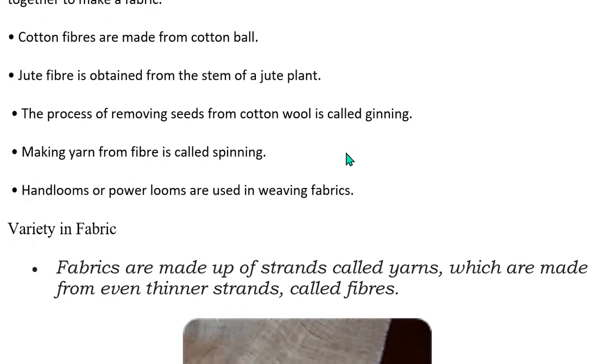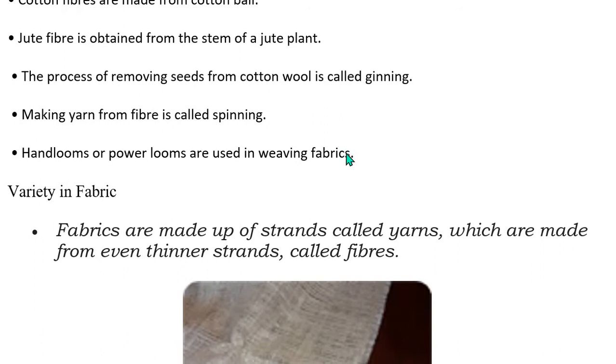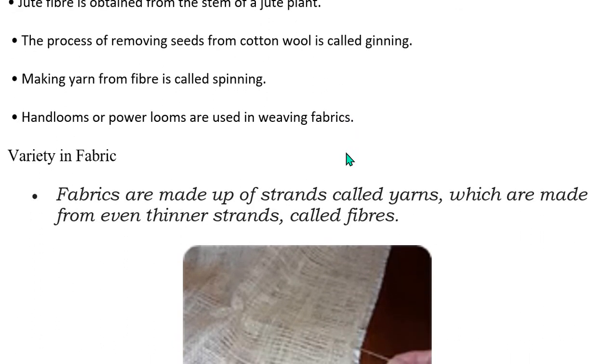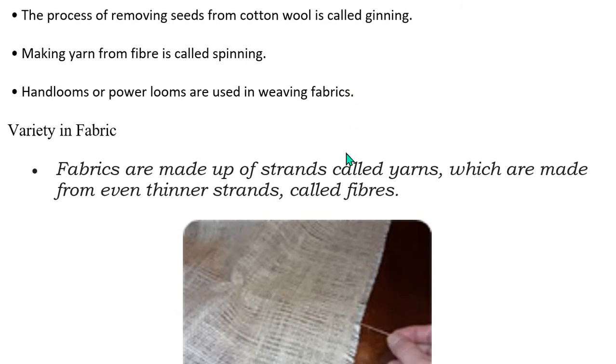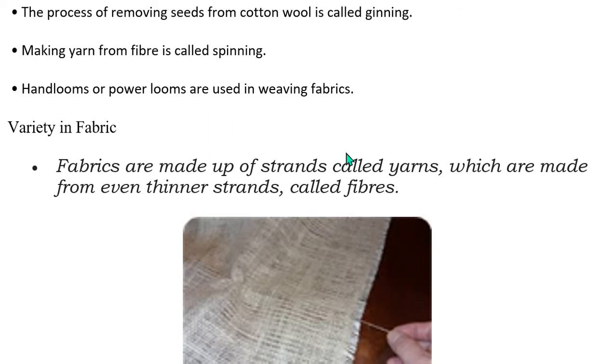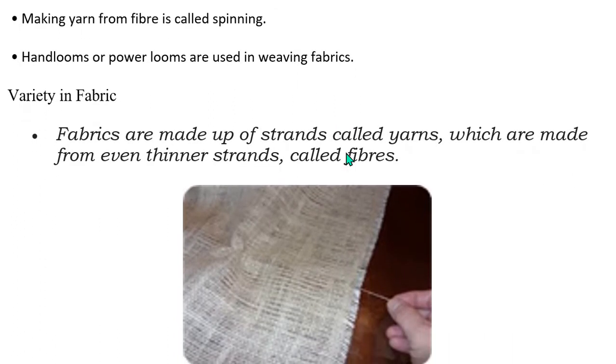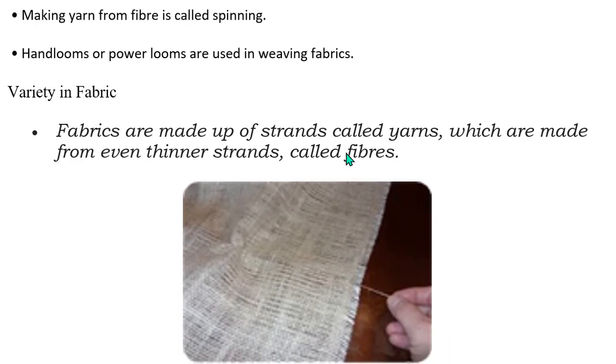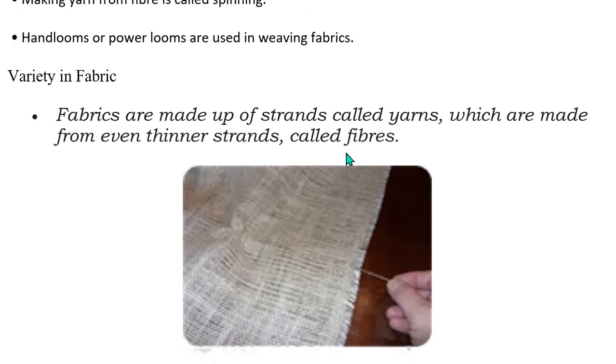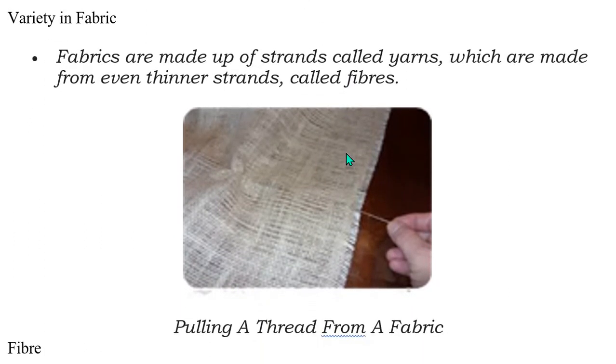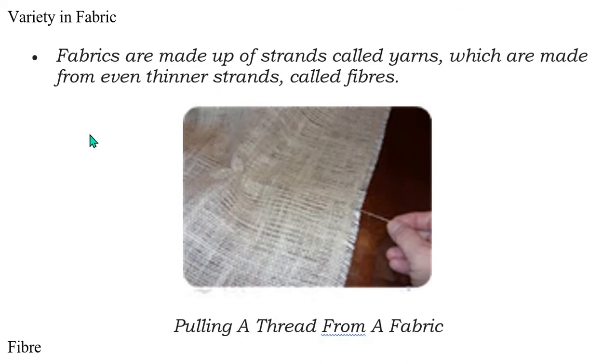Cotton fibers are made from cotton bolls. Jute fiber is obtained from the stem of the jute plant. The process of removing seeds from cotton wool is called ginning. Making yarn from fiber is called spinning. Hand looms or power looms are used in weaving fabrics. Let's see the variety in fabrics.